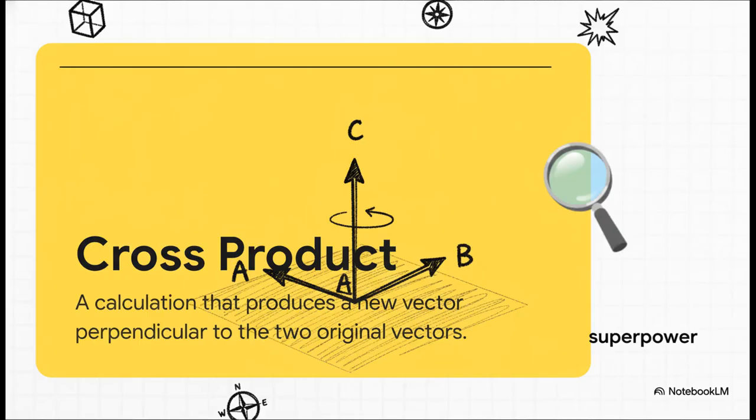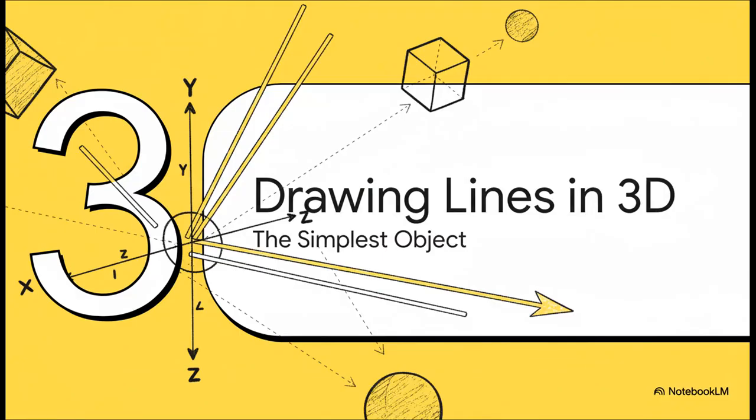Okay, now for the cross product. This one's special. Its superpower is creating a third dimension out of two. You take two vectors that are sitting on a flat surface, do the cross product, and you get a new vector that points straight up, perfectly perpendicular to that surface. This is the absolute key to figuring out which way things are facing in 3D.